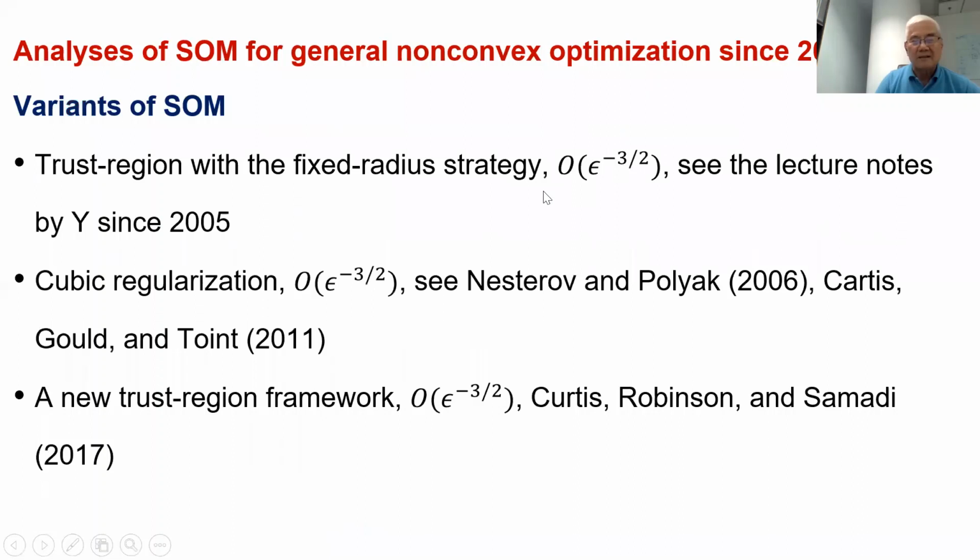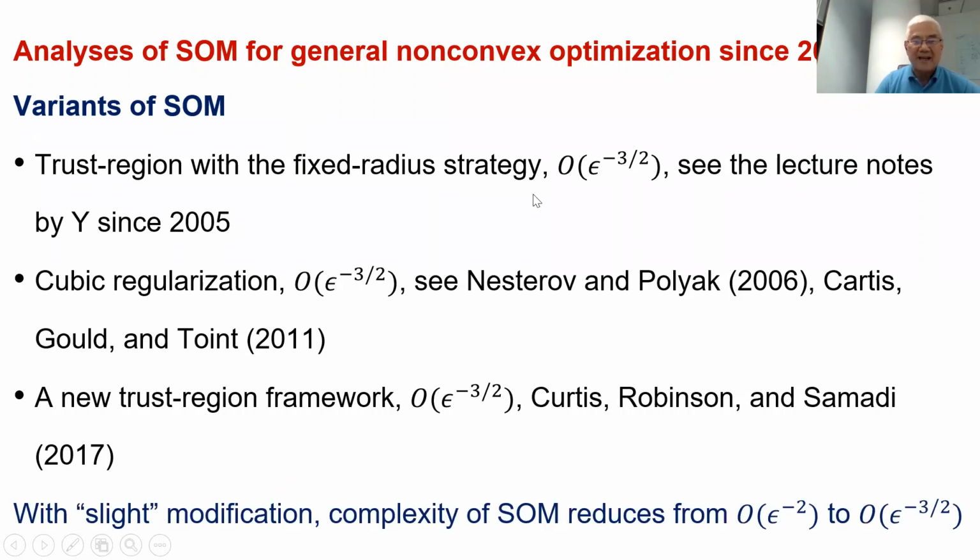Okay, so I wrote some lecture notes. Of course, you can also use cubic regularization, also epsilon to the negative 3 over 2. And the new trust region method by Curtis from Lehigh also has 3 over 2. The drawback for these methods is that each iteration needs n cube operations because they are second order methods.